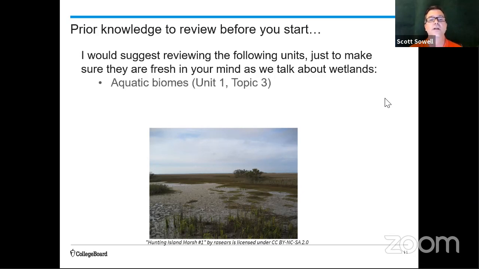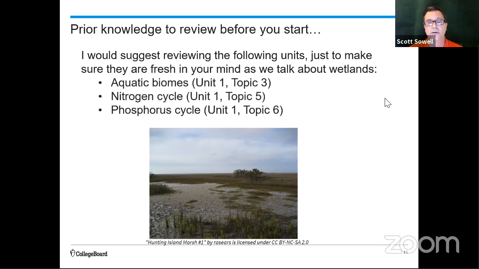So for example, Unit 1, Topic 3, Aquatic Biomes, nitrogen cycle, and phosphorus cycle. We all love the biogeochemical cycles, and they are definitely not something we learn and don't use the rest of the course. Those cycles continually loop back over and over again, and today's no exception. We'll be looking at both of those.